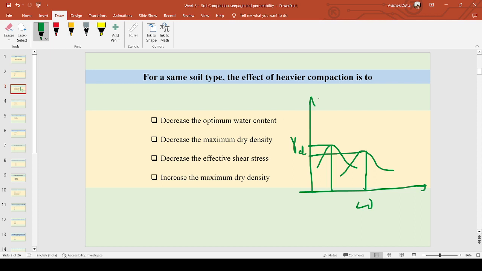So upon heavier compaction, the first thing is a decrease in the optimum moisture content. And the second thing that happens is an increase in the maximum dry density. The first and the last option are the correct answer. Nothing as of now has been told about the shear stress effect of compaction. That will be covered in a separate chapter.